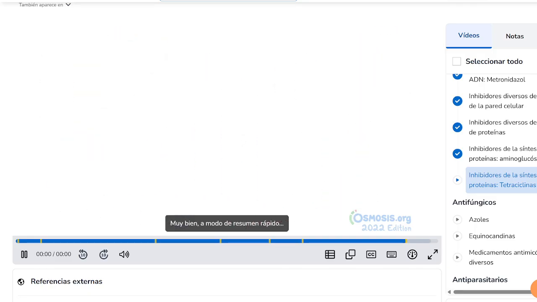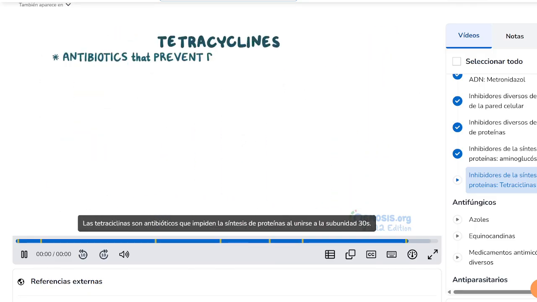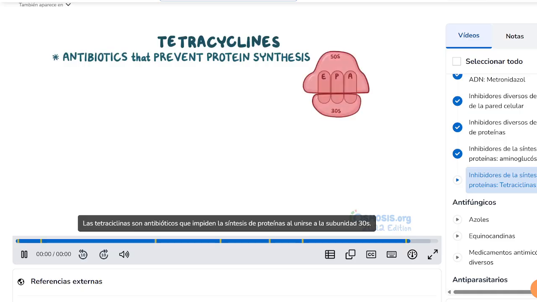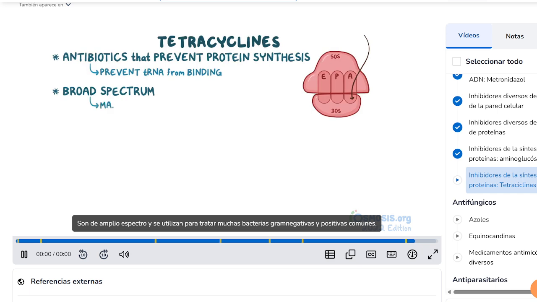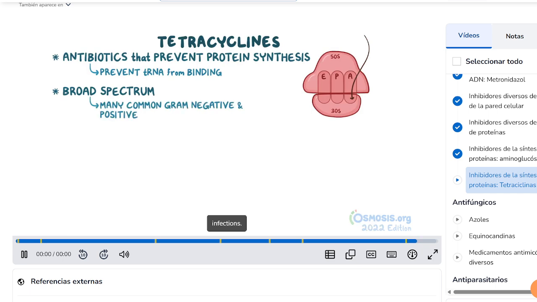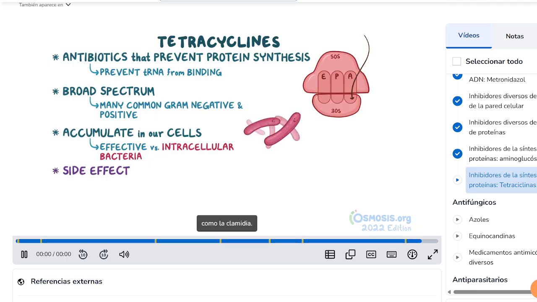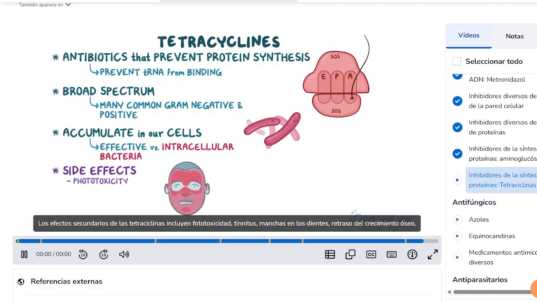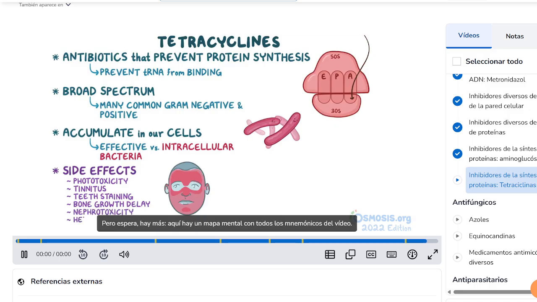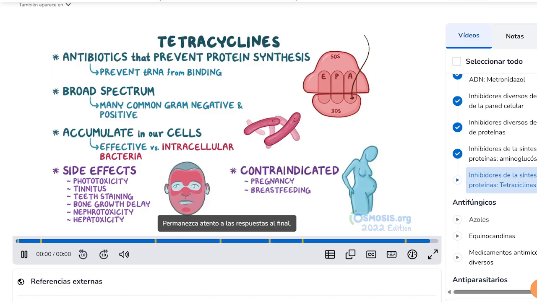Alright, as a quick recap. Tetracyclines are antibiotics that prevent protein synthesis by binding to the 30S subunit of bacterial ribosomes, and preventing tRNA from binding. They're broad spectrum, and are used for treating many gram-negative and positive bacteria infections. Since they accumulate in our cells, they're very effective against intracellular bacteria like chlamydia. Side effects of tetracyclines include phototoxicity, tinnitus, teeth staining, bone growth delay, nephrotoxicity, and hepatotoxicity. It's contraindicated during pregnancy, breastfeeding, and for children under 8.